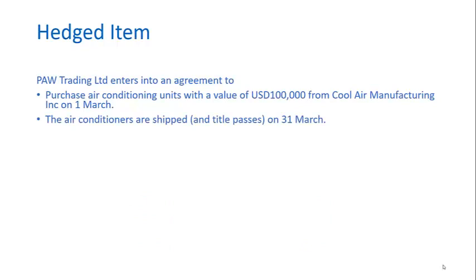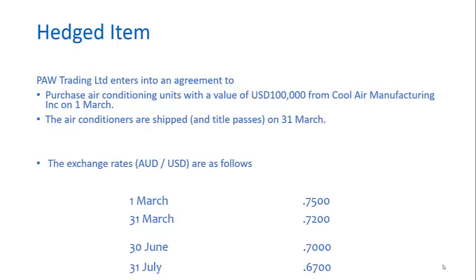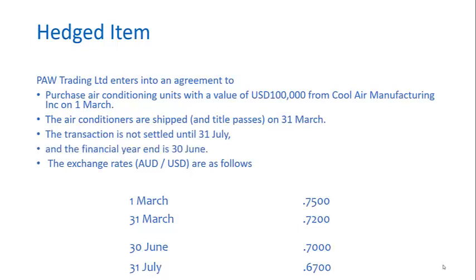The air conditioners are shipped on the 31st of March and title passes, and the exchange rates on these dates are 75 cents and 72 cents. The transaction is not settled until the 31st of July, and the financial year end is the 30th of June.